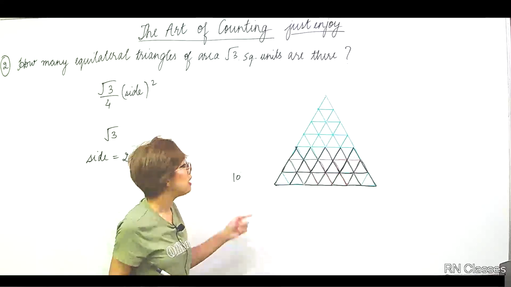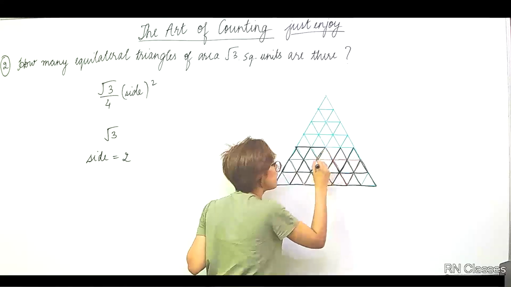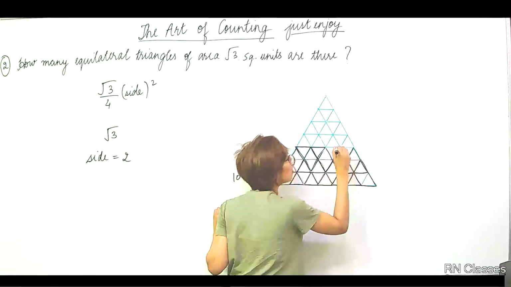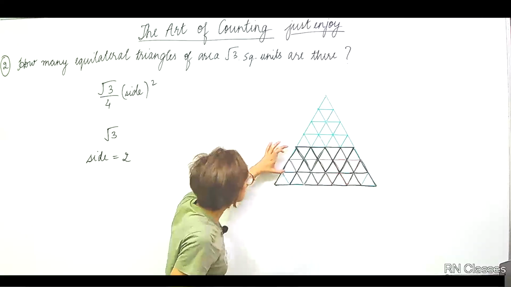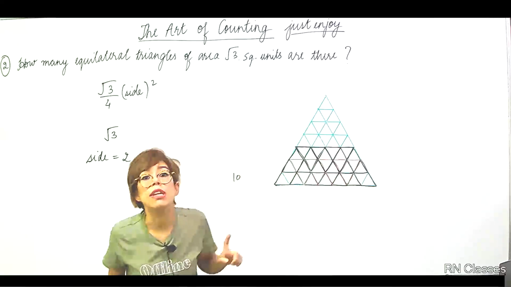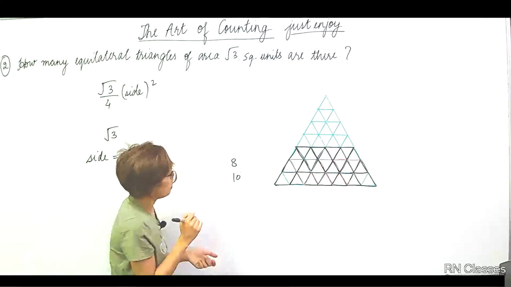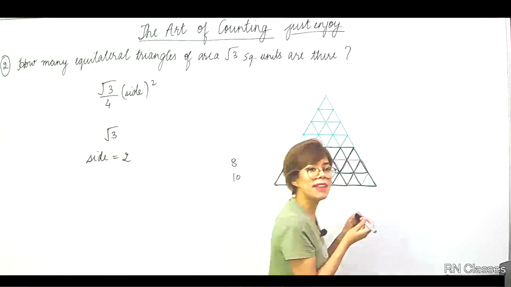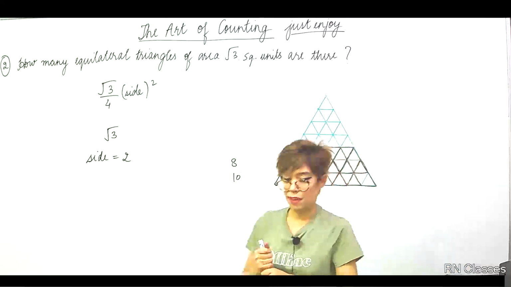Right? 5, consider कर लें. Now the inverted one. 6, 7, 8. Right? In this block, I have 8 equilateral triangles with side 2. 8, 10, 8. Can you guess the next one? Yes, I think you can guess. Let's see whether you are right or not.